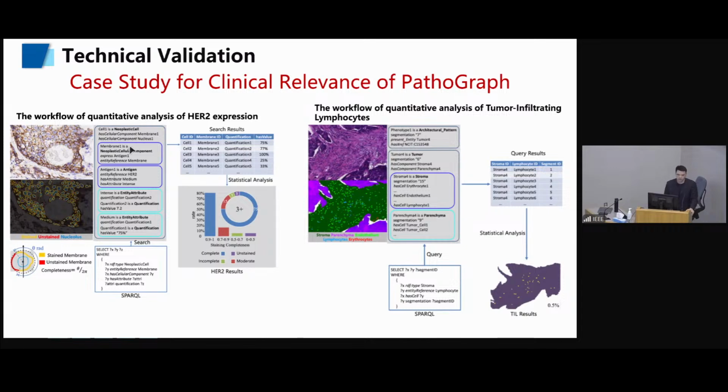So we first use PathoML to represent the phenotype in the IHC slide on the left. This is a breast cancer image, and we represent the protein expression in different cells in specific regions using pathograph. We can search the related features with HER2 status by using a simple SPARQL query, and then calculate based on the query results to facilitate a quantitative analysis of HER2 expression. And on the right is the same workflow to analyze the tumor infiltrating lymphocytes.